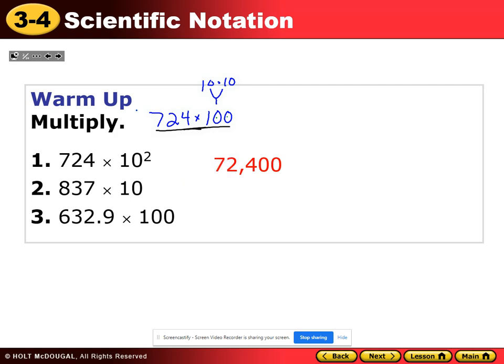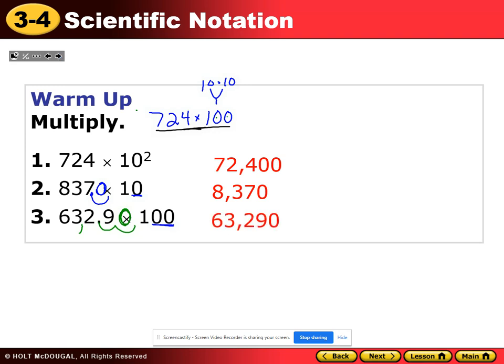72,400. Now with this one, there's 1 zero since it's just times 10, I know the decimal's right here. I fill that in. When you're multiplying, you move right. It's going to be 8,370 for our answer. With 100, there are 2 zeros. But hold it. The decimal is not here. That's not right. I've got to make sure I start at the decimal. I move it 1 place, 2 places. Fill in the empty place with a 0. Notice the 9 filled in one of my places. My number is 63,290, and we're ready to move on.